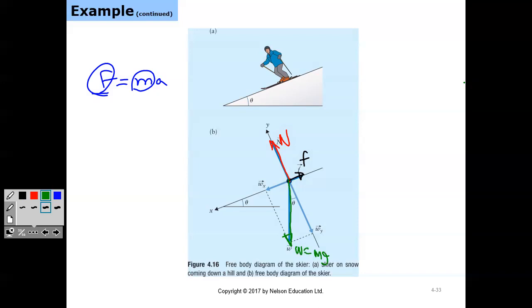And what is the next step? To show the x and y direction. So we're going to choose my x direction like that and the y direction. You should choose your x direction along the motion. I'm coming to that.